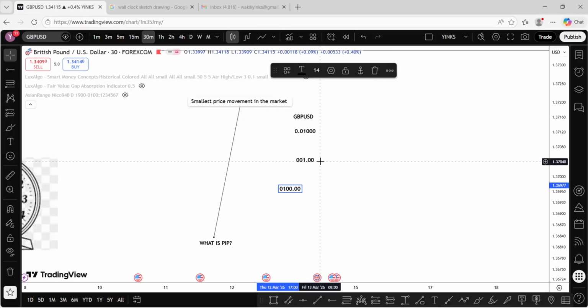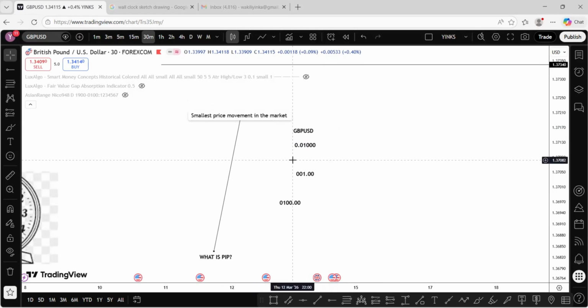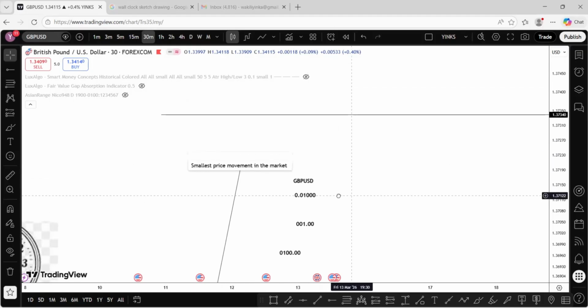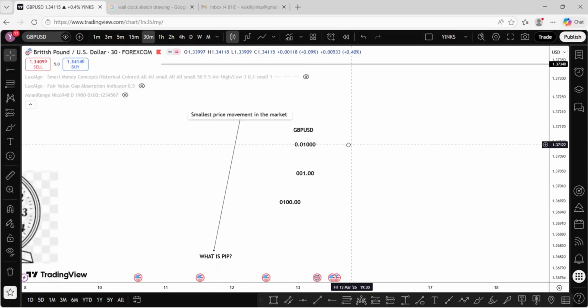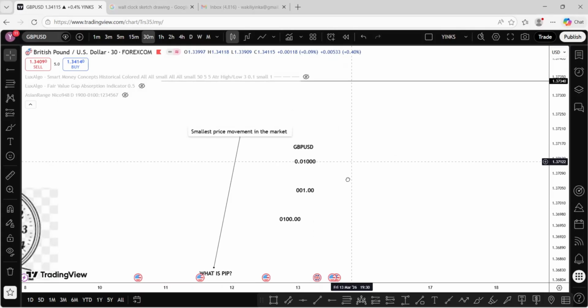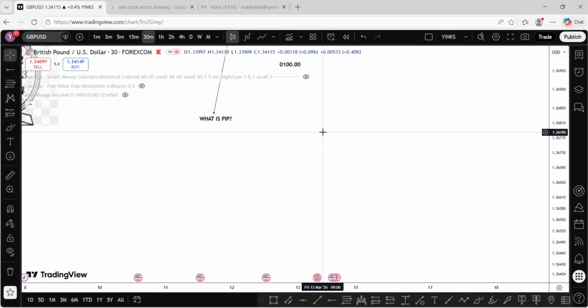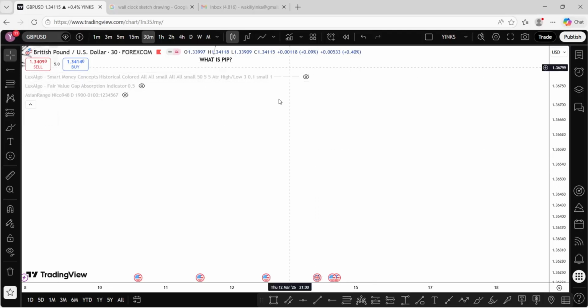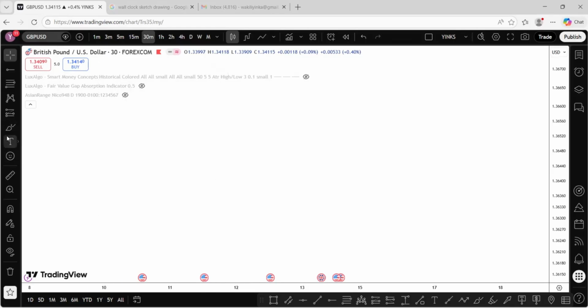So let's continue. Now, this is where the money is. The money you're looking for is in these numbers. Now, how do you know the amount that you make per pip move? How do you know the amount you make per pip move? That is where we have what? Lot size.